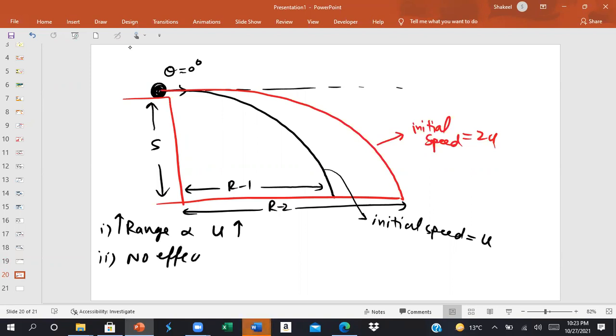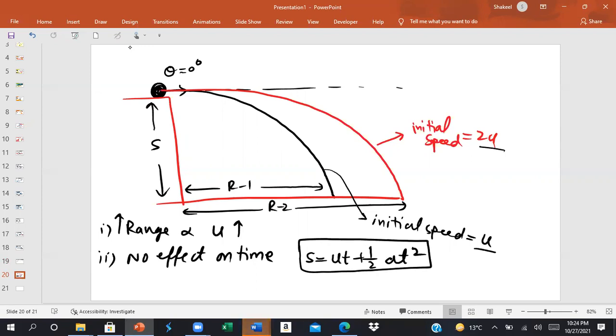No effect on time. Both projectiles, even if you throw them with higher speed or lower speed, like one with u and one with 2u, there would be no difference in time. And what is the reason for that? Because in order to find the time in this case, we use the equation s equals ut plus half at square. Why do we use this equation?